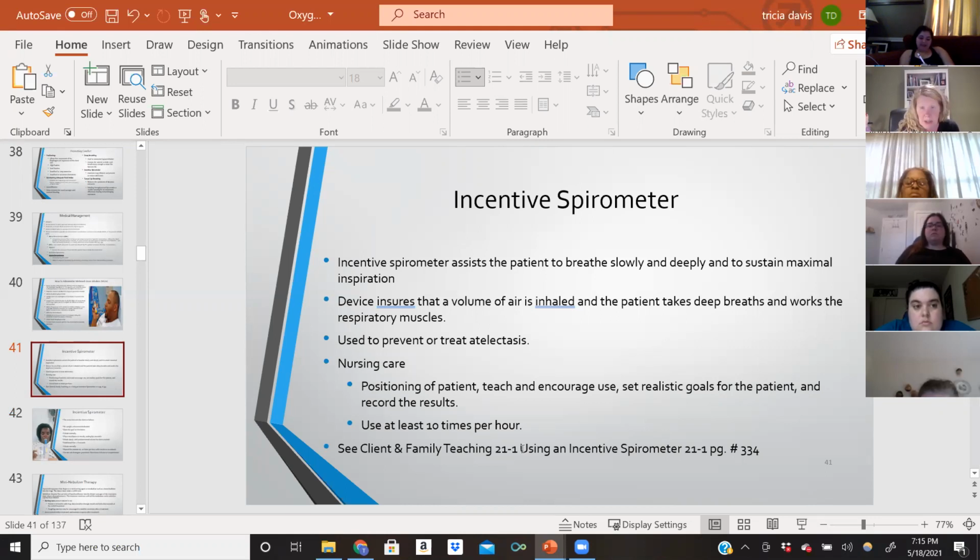We're going to teach them how to use it, and we're going to encourage the use. So when I teach a patient how to use it, I make them use it in front of me and do it 3 or 4 times so I can see that they know how to do it. And then I tell them how much I want them to use it. Usually the gold standard is 10 times an hour. They look at you like you're crazy when you say 10 times an hour.